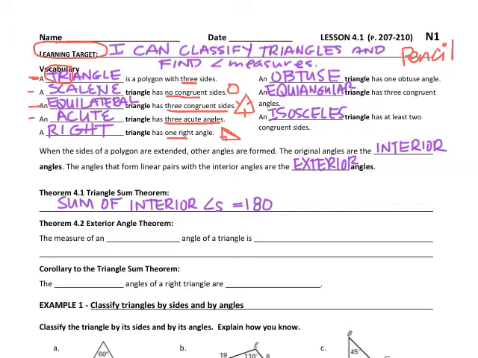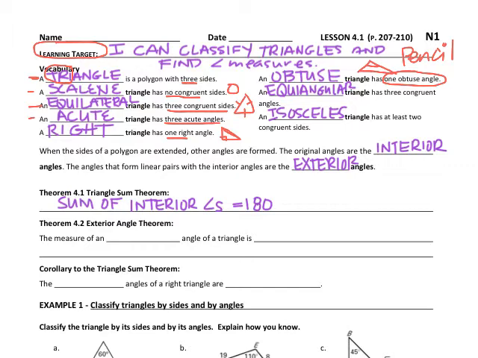Okay, and then over on the right-hand side, we have the obtuse triangle. There is one obtuse angle in an obtuse triangle, and those are the ones that are really quite flat. The triangles look kind of flat because this angle here is more than 90 degrees.